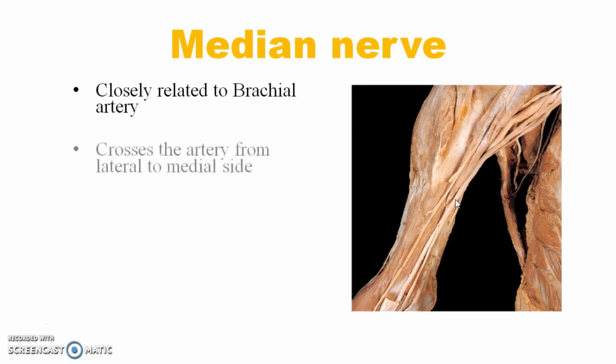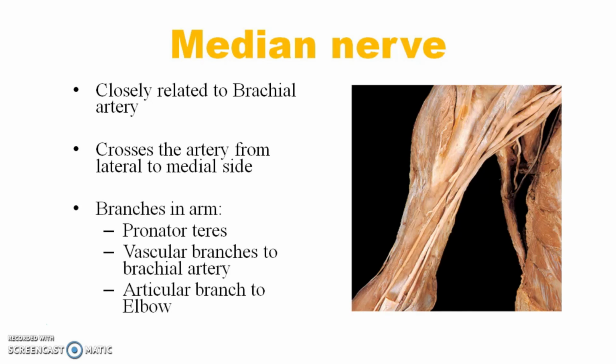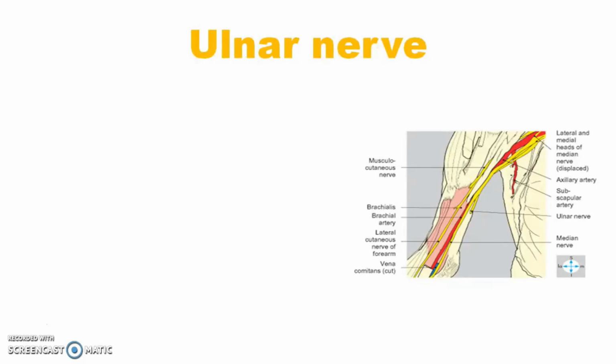Now talking about the median nerve, it is closely related to the brachial artery, and it crosses the artery from the lateral to the medial side. It has branches in the arm such as to pronator teres, vascular branches to the brachial artery, and articular branches to the elbow. These are the important things you have to remember about the median nerve in the arm region.